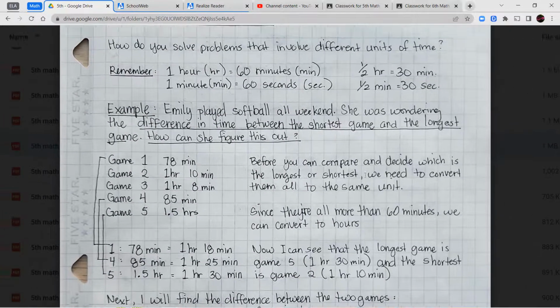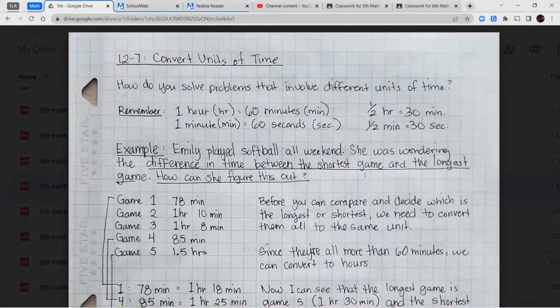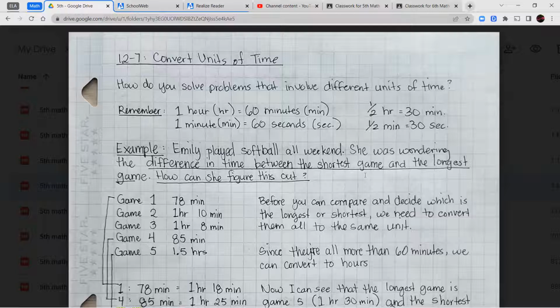So our focus question is, how do you solve problems that involve different units of time? Now remember, 1 hour is 60 minutes. So half of 1 hour is going to be 30 minutes. 1 minute is 60 seconds. So again, half of that is going to be 30 seconds. So those conversions go across pretty smoothly.